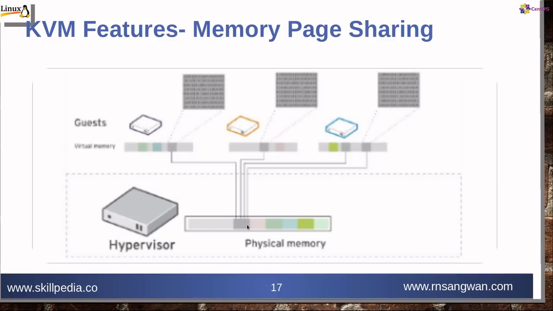Hypervisor, physical memory. Now this is the page which is being used by, let's say, multiple guests. This is guest 1, this is guest 2, guest 3. Now if they all are using it, suppose guest 1 wants to write to that, it will get its own separate copy. Till then they use the same memory page, even though the data is the same. If any guest wants to write to it, they will get their own copy. As long as the read-only requirement is there, as long as they share the data, they share the same page in the memory.